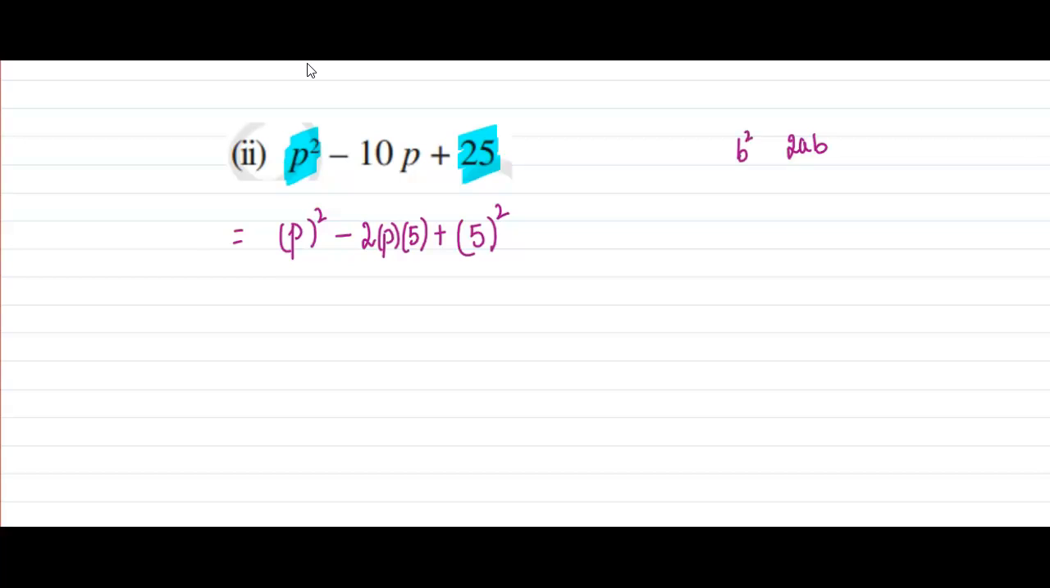The first term is of the type a square, the middle term is 2ab, and the last term is b square. So straight away it is minus, then (p minus 5) whole square. So we have factorized this expression as (p minus 5) whole square. Let's move on to the next one.